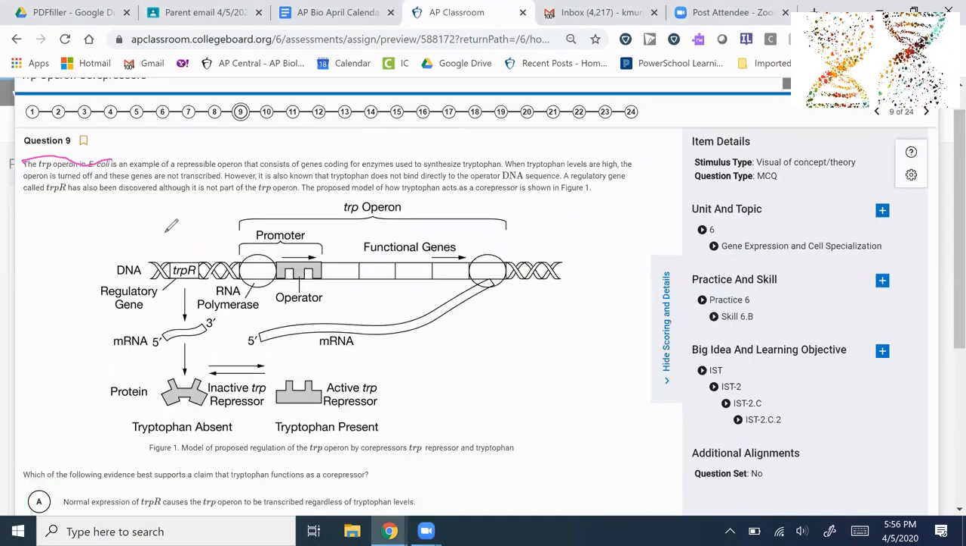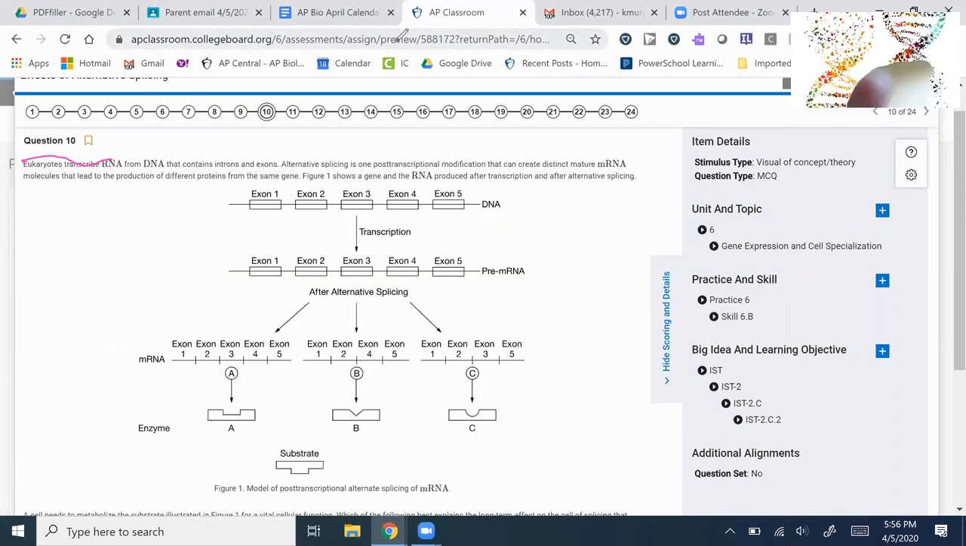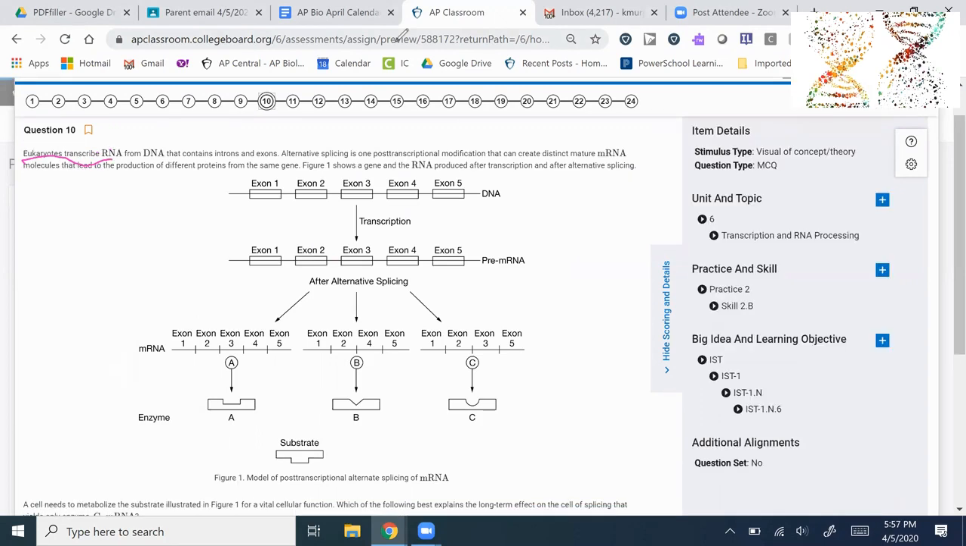All right, question number 10. Eukaryotes transcribe RNA from DNA that contains introns and exons. Alternative splicing is one of the post-transcriptional modifications that can create distinct mature messenger RNA molecules that lead to production of different proteins from the same gene. Figure 1 shows a gene and the RNA produced after transcription and after alternative splicing.